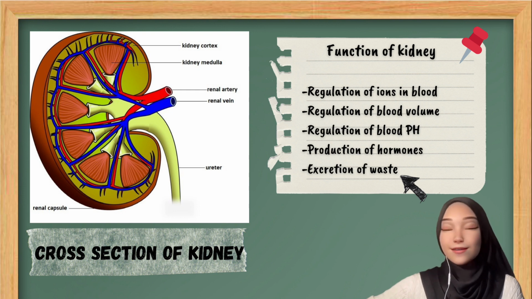Here are the functions of the kidney. The kidney is responsible for the regulation of ions in blood, regulation of blood volume, regulation of blood pH, production of hormones, and excretion of waste.